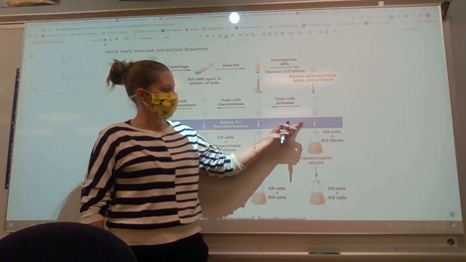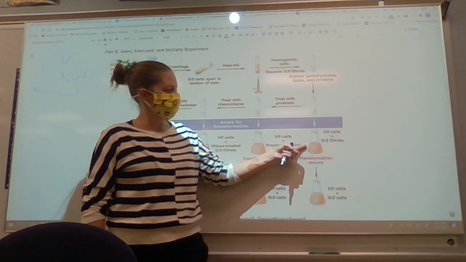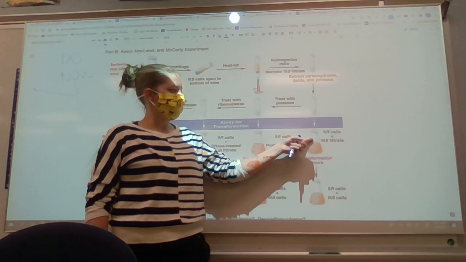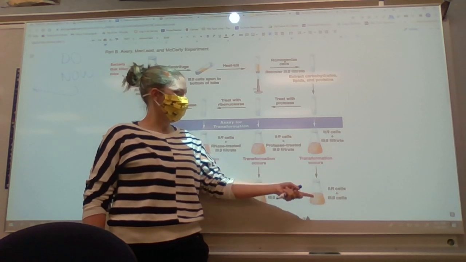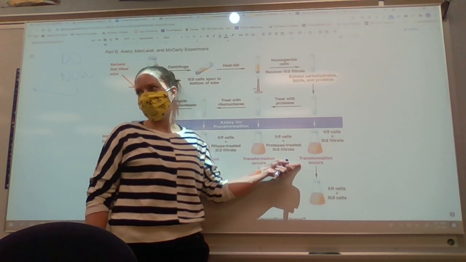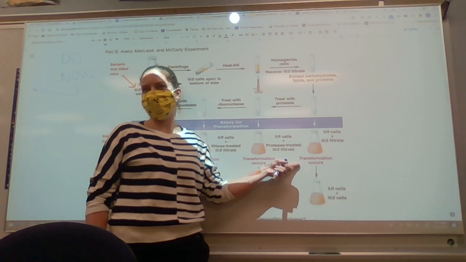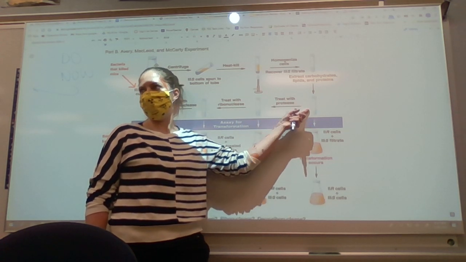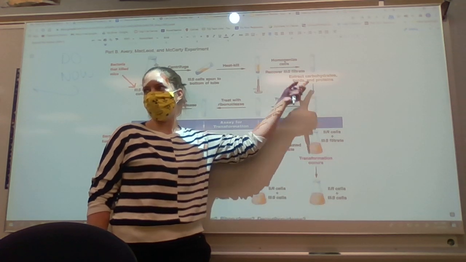And this first round is a test of control. So they take that filtrate, they add it to the non-virulent cells, and what happens? Transformation. So we know that they extracted the genetic material, and we know that it can cause transformation. Okay, so that's the whole point of that.